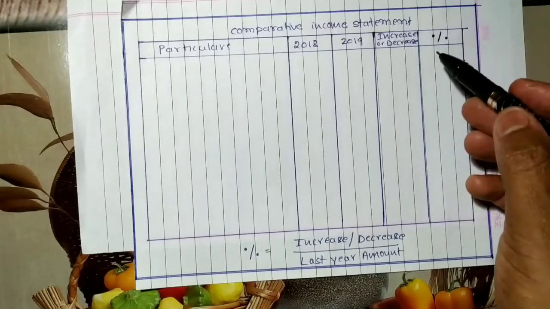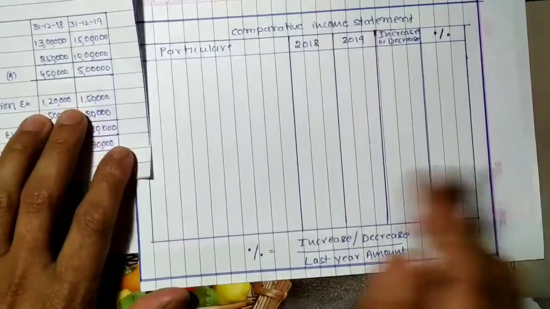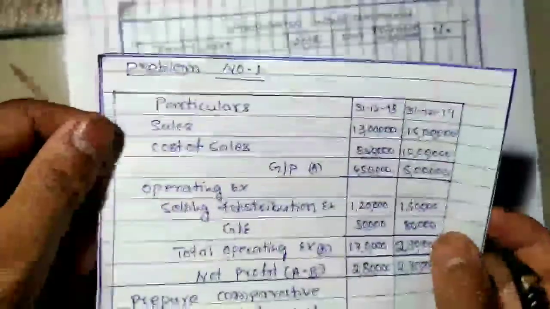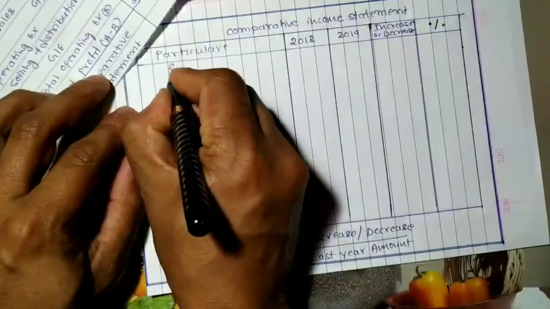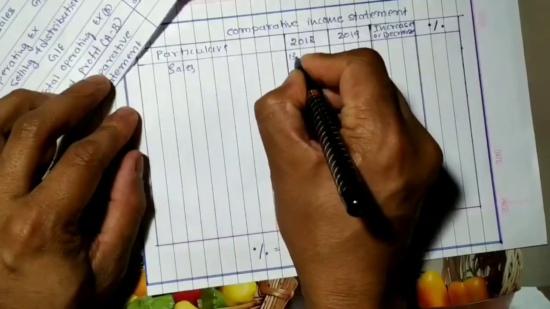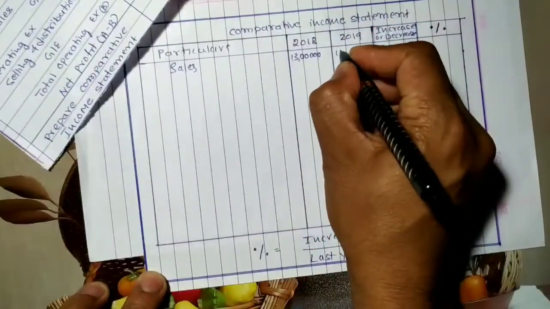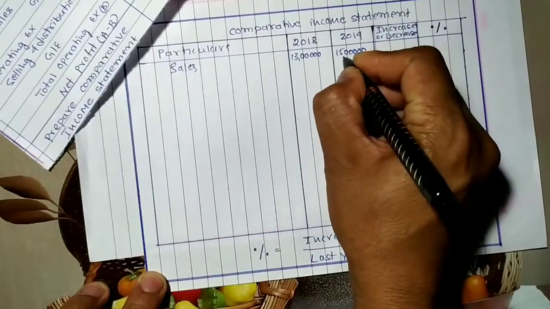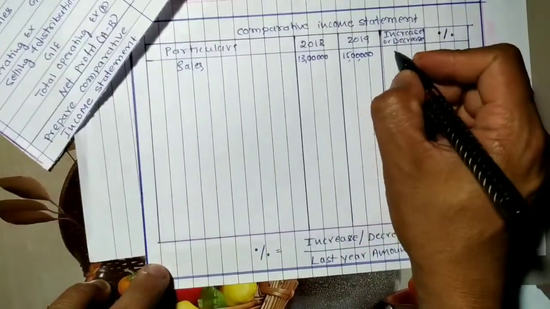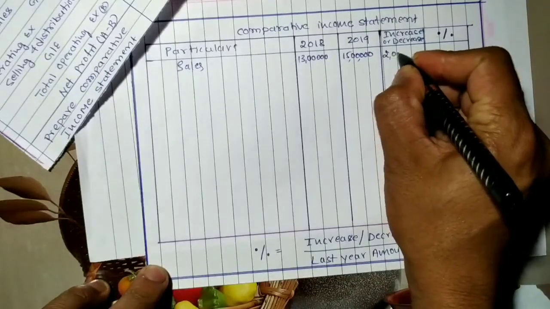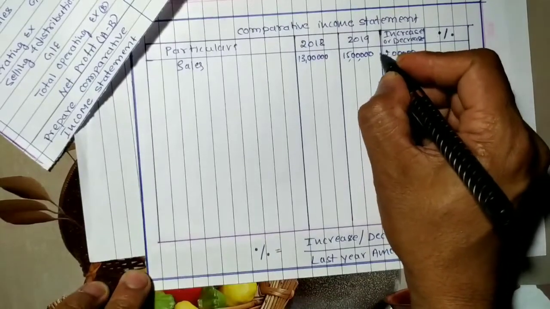So at the end we are going to find out the percentage. First we will write down all the format. See, sales. In the problem we have the sales 1 lakh, 13 lakh and 15 lakh, right? So write down sales 13 lakh and 15 lakh. So just see what is the difference between 13 lakh and 15 lakh, that is 2 lakh. So you have to write here 2 lakh. Okay, if it is an increase there is no need to assign plus or minus signs.